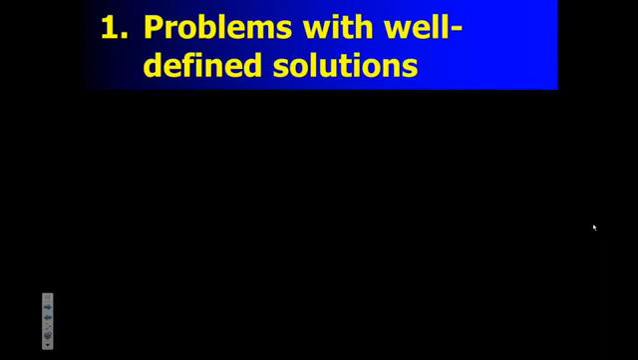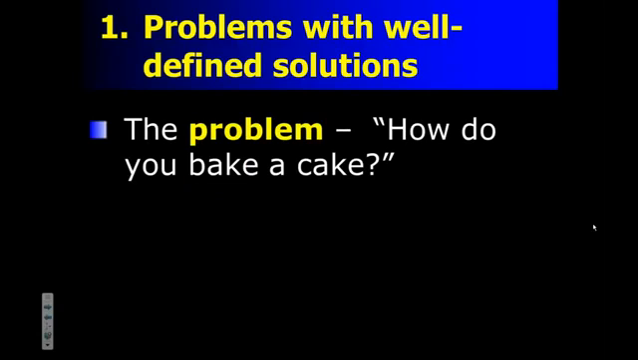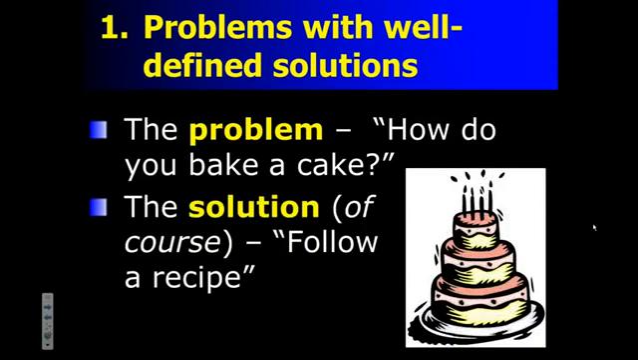So the first type would be problems that have a well-defined solution. A simple example would be 2 plus 2. Very straightforward solution. Or how do I bake a cake? The solution to that would be follow a recipe, right? You're going to get a cake. It's not like there's a lot of ambiguity there. It's a well-defined solution.